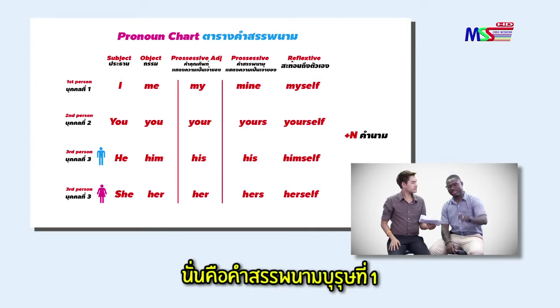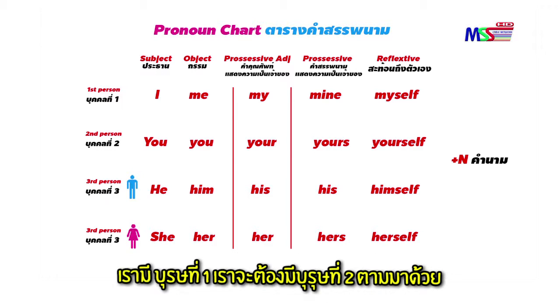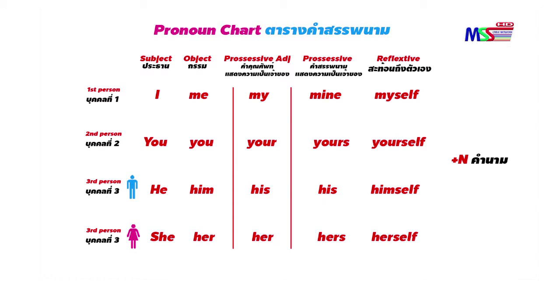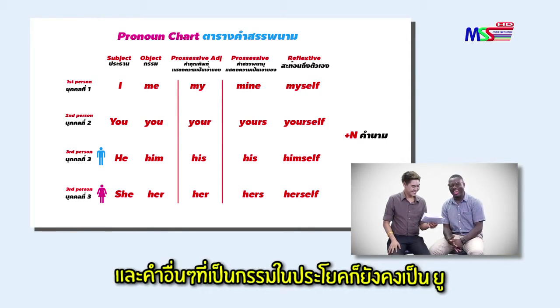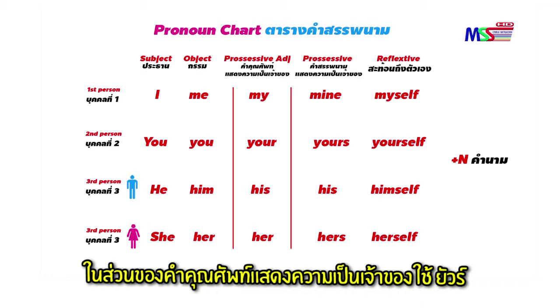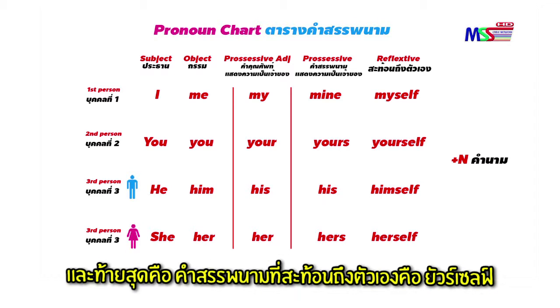Yes, that's the first person. Now we finish the first person, we will go to the second person. If we have first person, we definitely have the second person. Now, the second person, when we are referring in the pronoun, is you. You คือตัวคุณเอง หรือตัวคนที่คุณกำลังคุยด้วย Yes. Example: you are handsome. Wow, thank you. That's you. And then in the object it is still you. Yes. In the possessive is your, and in the possessive, yours. And the reflexive is yourself.